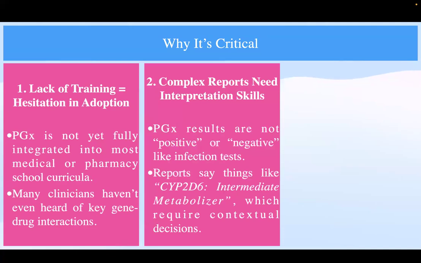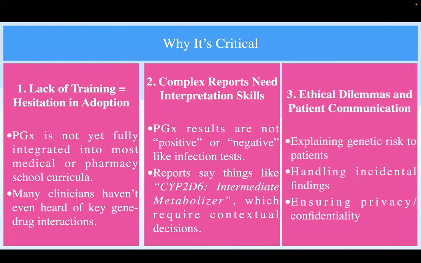The second thing to understand here is that complex reports need interpretation skills. PGx results are not positive or negative like an infection test. Infection test results can be interpreted by any individual, maybe of non-medical background as well, because the normal range is already written in the report, so you can interpret it to some extent. But when it comes to a genetic test result, you require a skill. As I explained earlier, reports say things like CYP2D6 intermediate metabolizer, which requires what? A contextual decision. What do you do later if the patient has an intermediate category of metabolizing, right?